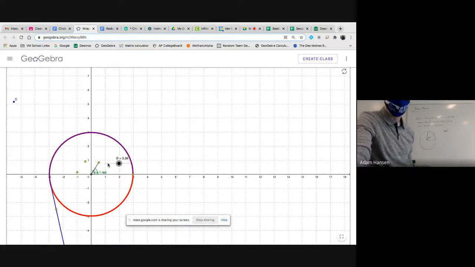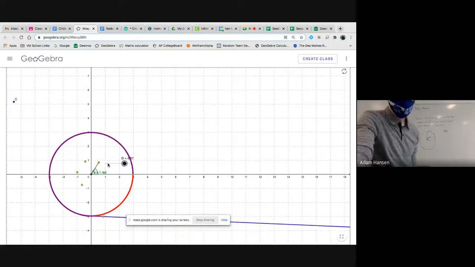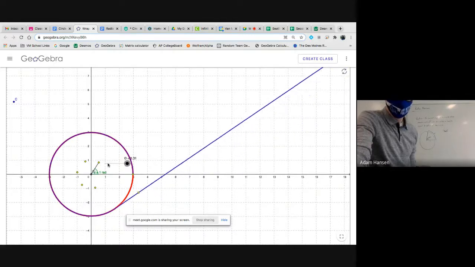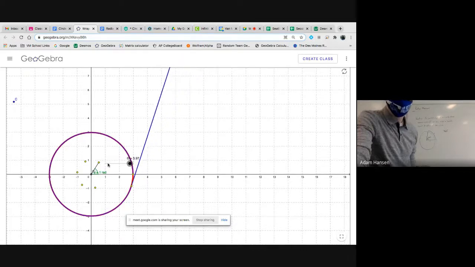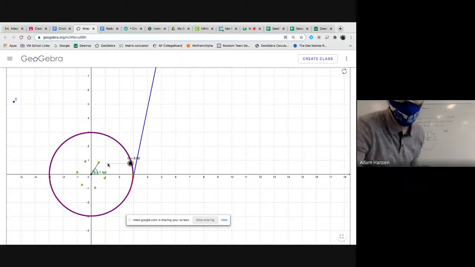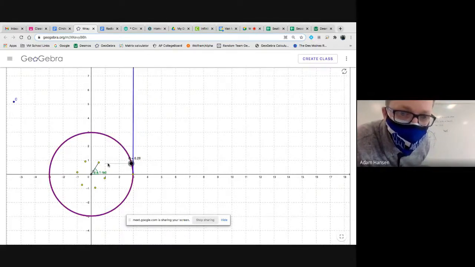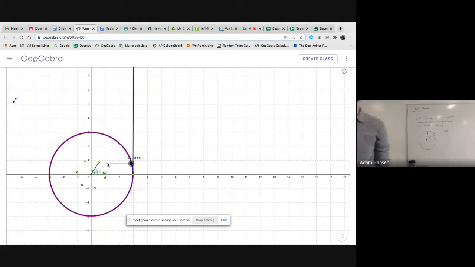Close. 6. I heard 6. I heard 6.5. 7. 7's a little bit too much. It's between 6 and 6.5. 6.3 is pretty close. 6.325. Getting a little bit further away. 6.2. Close. 6.267. 6.1. So I have it there. A little bit more. About 6.28. It takes how many different radiuses to wrap around a full circle?